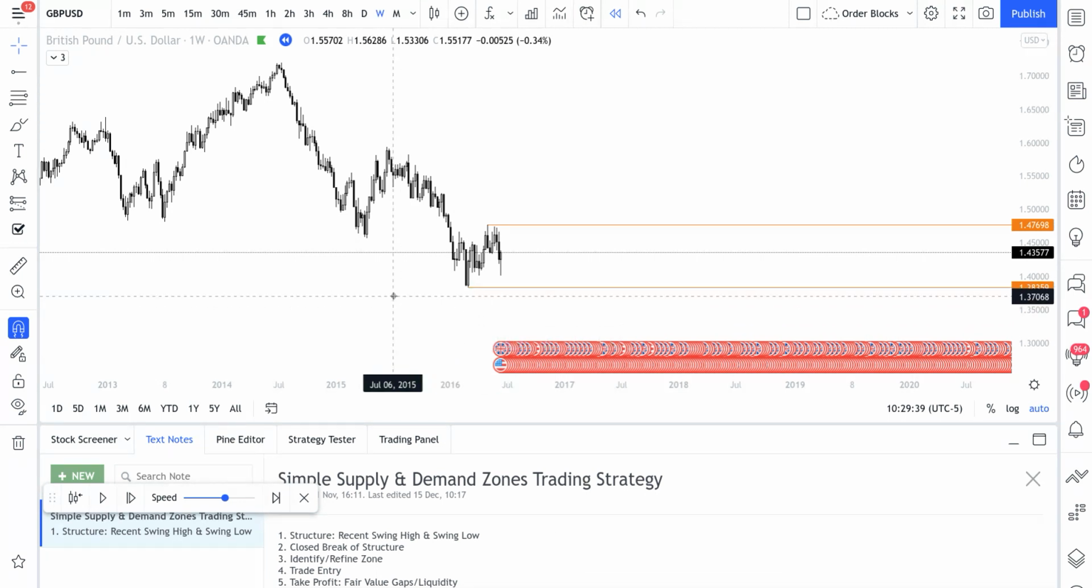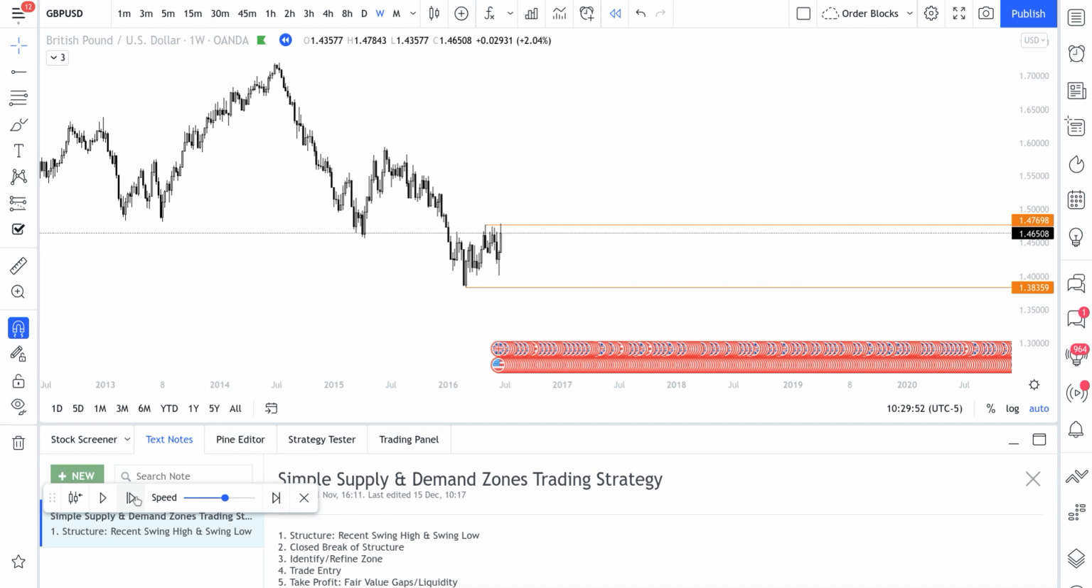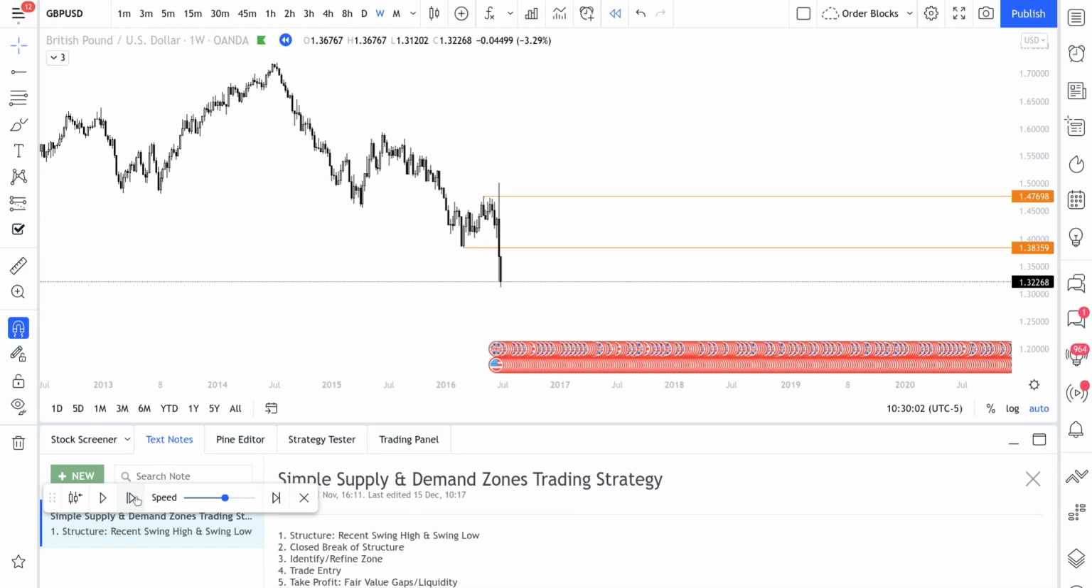We're not looking at market direction or anything like that. All I want you to do is identify your most recent swing high and swing low, and wait for a closed break of structure. Let's see what we get. We tap past or wick through the swing high, but that's not a closed break of structure. Bam. We have a closed break of structure at our swing low.